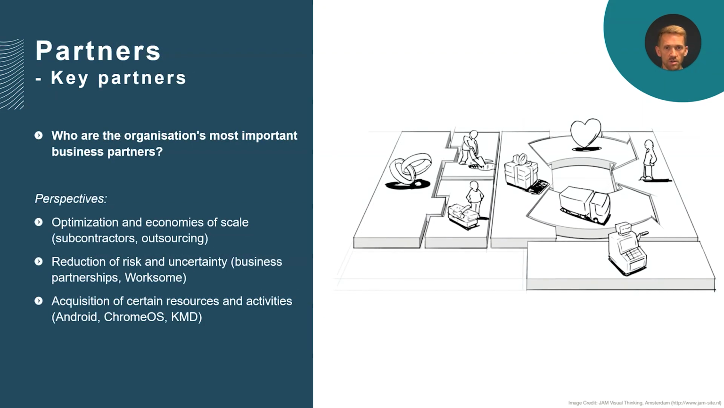Then we have the key partners. Who are the organization's most important business partners? All organizations have business partners, and the degree to which this is true is just a matter of what kind of organization you're looking at. But all sorts of organizations have some sort of partnerships. There can be a perspective about optimizing and economies of scale. If they want to scale their product, they need subcontractors. Maybe they are outsourcing some of their services, some of their products. It can also be a matter of reduction of risk and uncertainty.